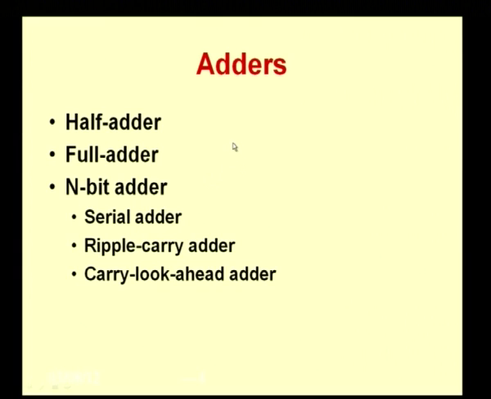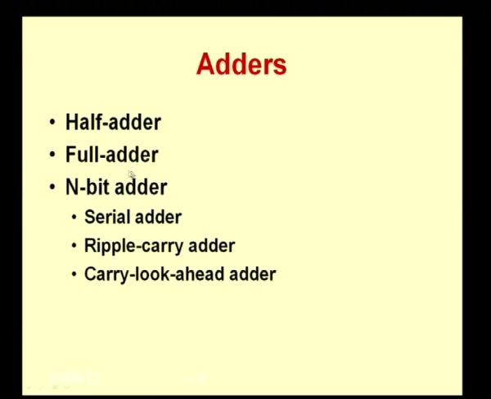So, with respect to adders, there are a variety of adders that have evolved over time, and all of them start with understanding how a simple 1-bit adder works. So, we start with the half adder, which you are probably already familiar with, and then we will look at the full adder, and then we will look at how n-bit adders are constructed using these full adders. So, we will look at 3 different adders in that. We will look at the serial adder, and then the ripple carry adder, and then the carry look ahead adder. So, let us start with the half adder.